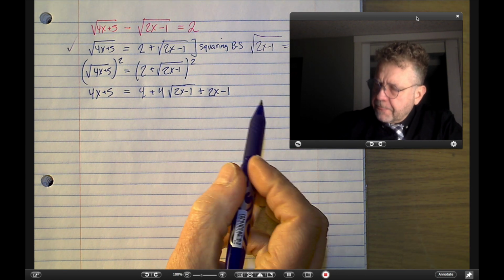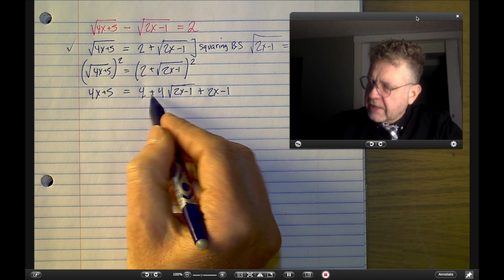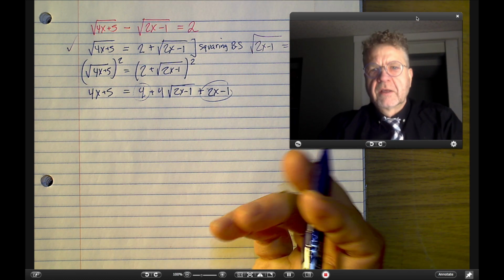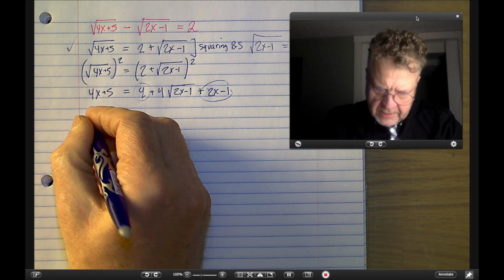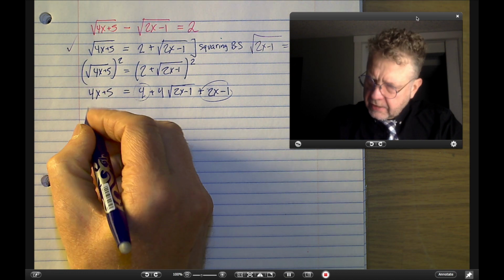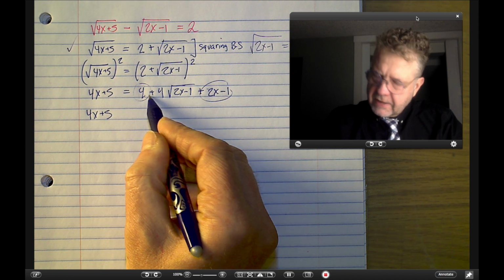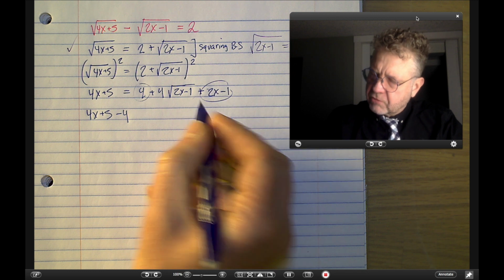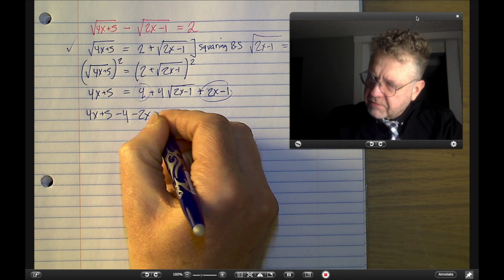So I don't know if this helps, but you notice that I've just got one radical here. Now I'm going to move it all together and try to combine my like terms. And when I do that, what am I going to get? I'm going to get 4x plus 5. I'm going to bring the 4 over, so I'm going to subtract 4. I'm going to bring the 2x minus 1, so minus 2x minus negative 1, which is plus 1.